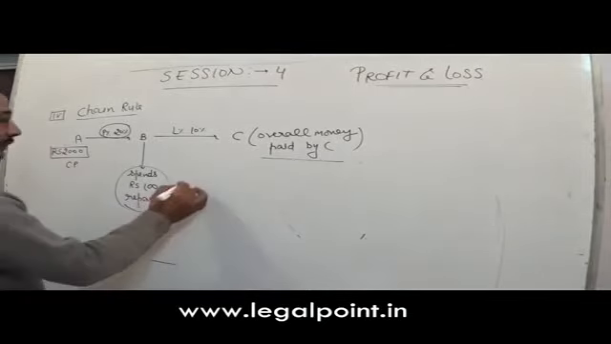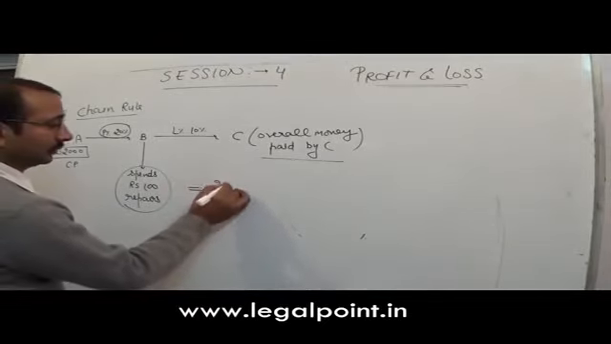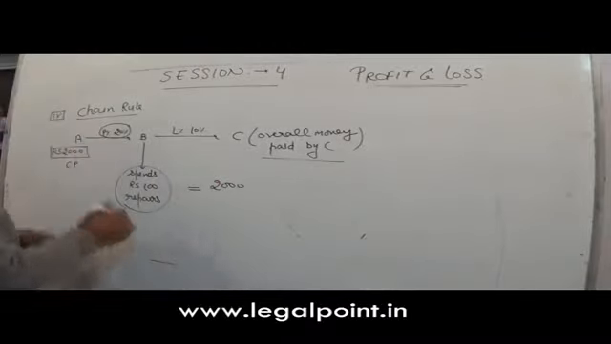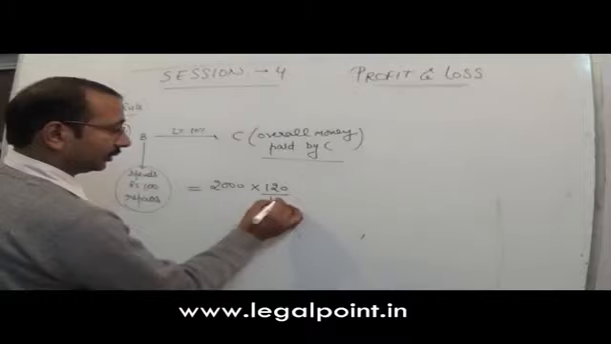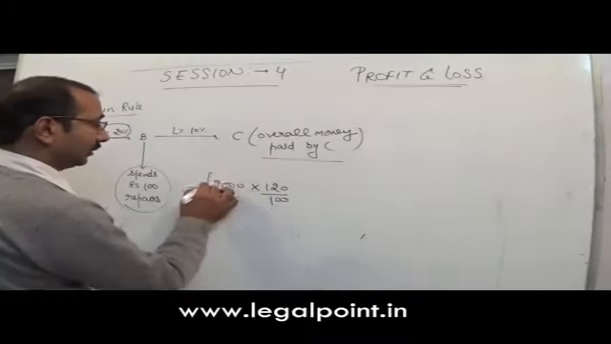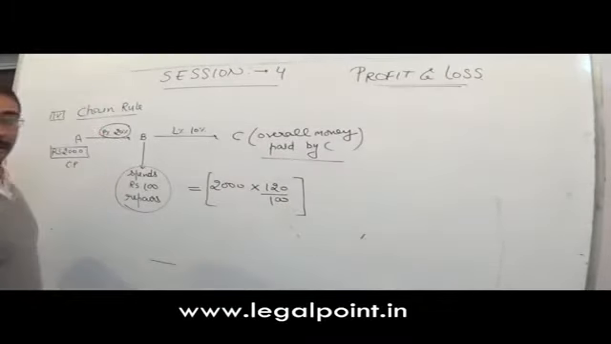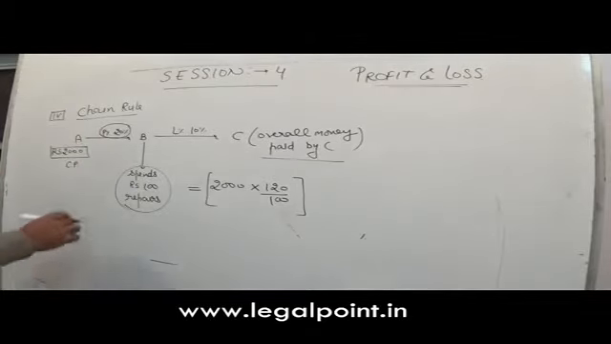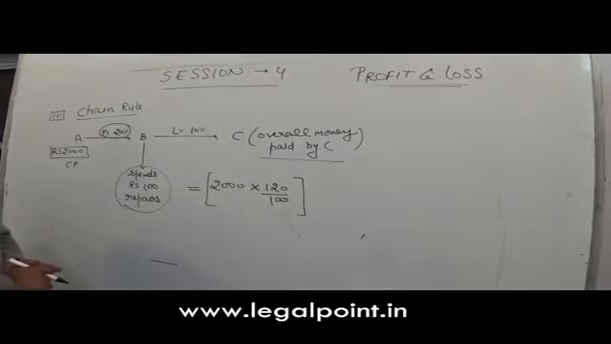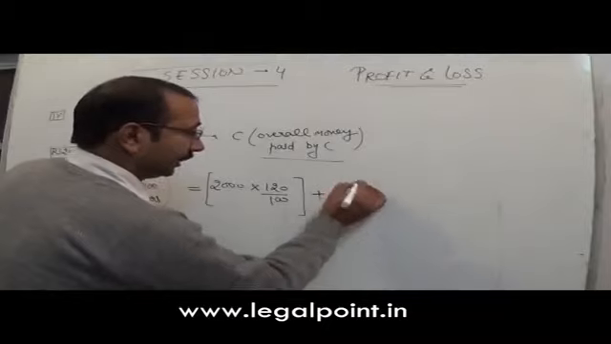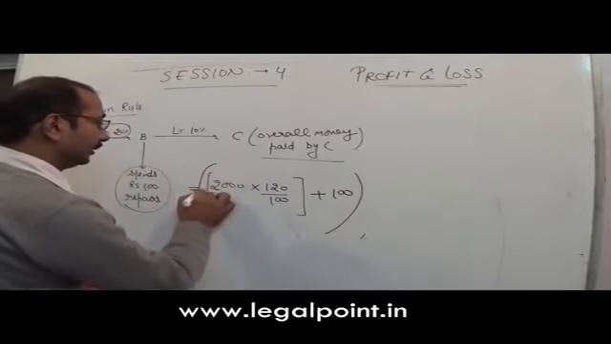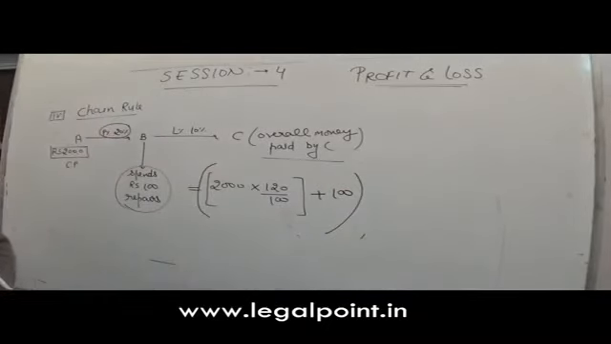For A, CP was 2000. He sells it to B. It means the selling price would be 120 upon 100. So that is the SP for A and it becomes the cost price of B. Now, if a person spends something over it, say he spends rupees 100 as repairs, it means the cost for B increases by rupees 100.